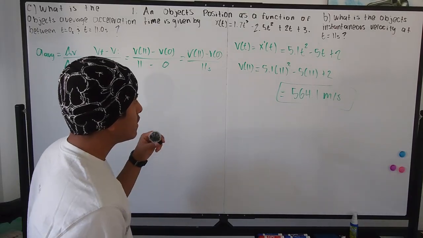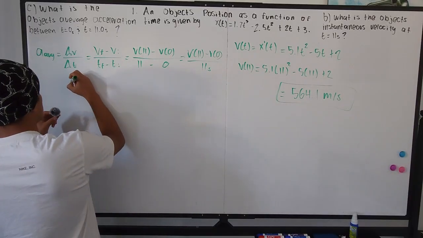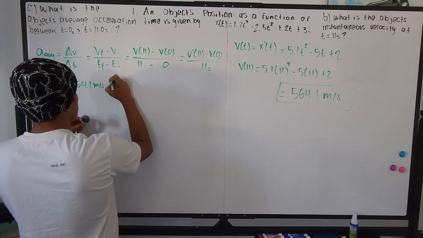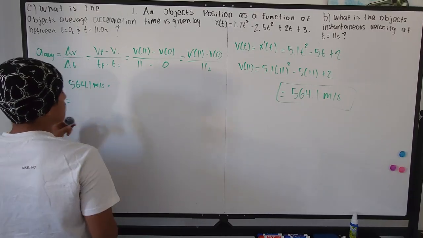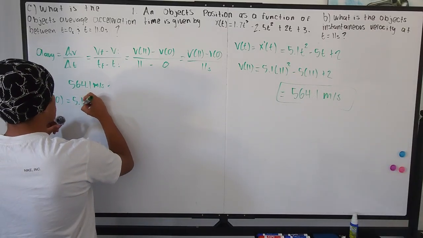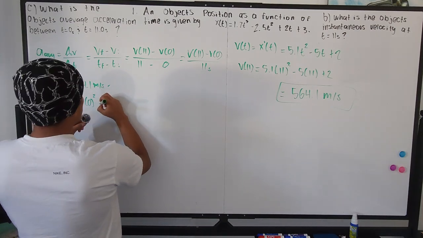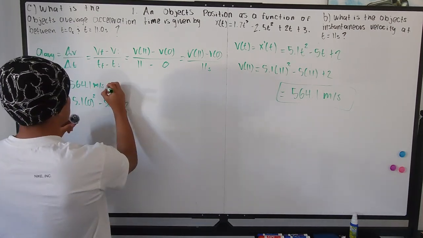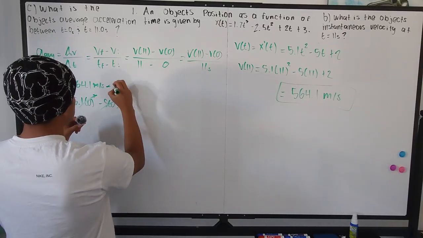Now let's just go ahead and evaluate. Since we already have V of 11 right here, we don't need to evaluate it again. So we have 564.1 meters per second minus V of 0. For V of 0, we're going to plug 0 into our velocity function. So we have 5.1 times 0 squared minus 5 times 0 plus 2. This turns into a 0, this turns into a 0, and you're just left with this 2. So it's just minus 2.